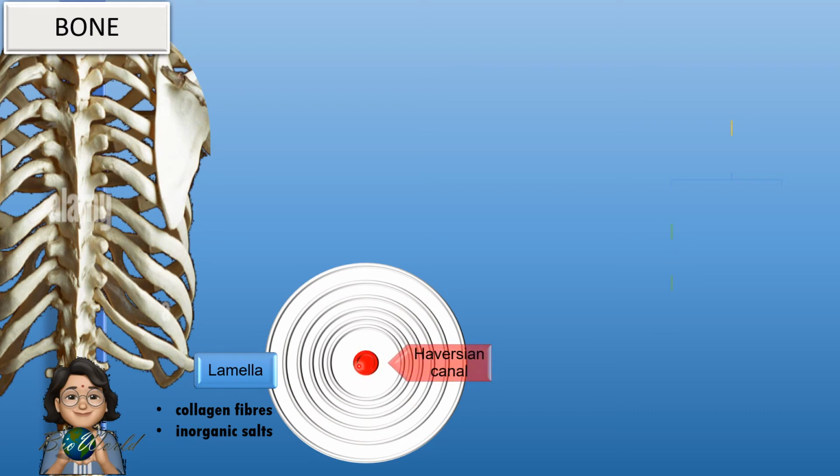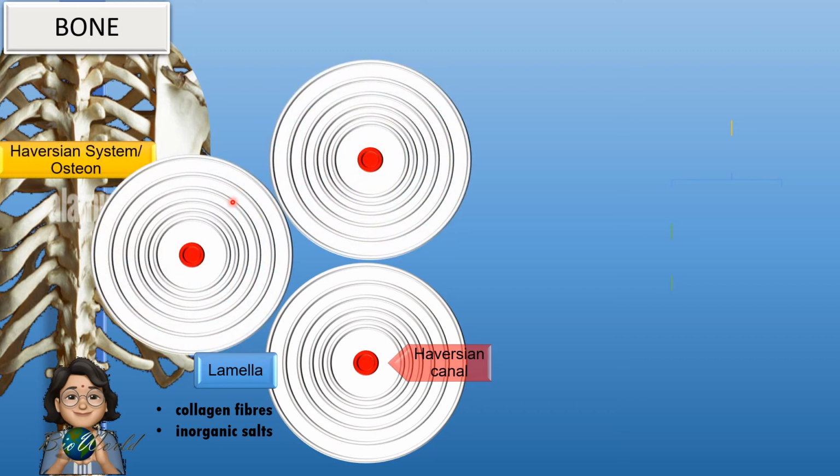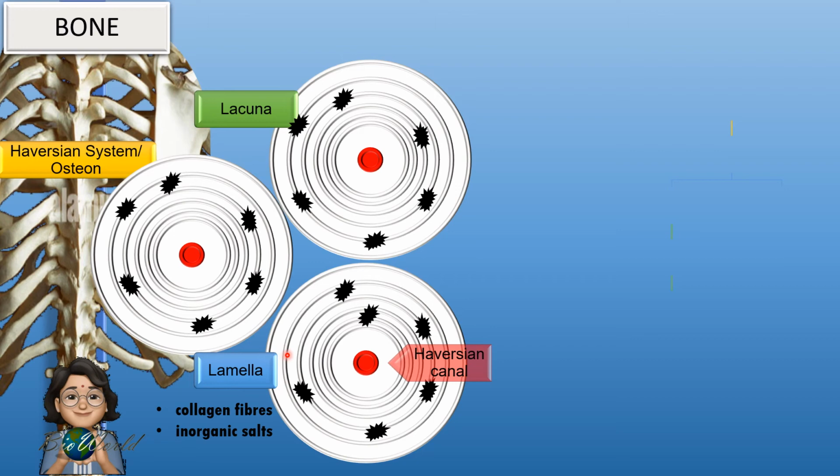The Haversian canal will contain blood vessels and nerves. So, the whole bone structure is a series of Haversian systems. Each ring of circles here is called a Haversian system or an osteon. Now, within this lamella, there will be spaces called lacuna.